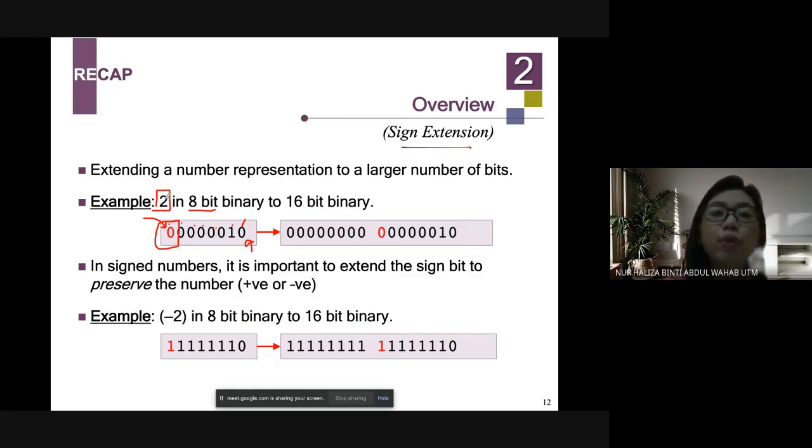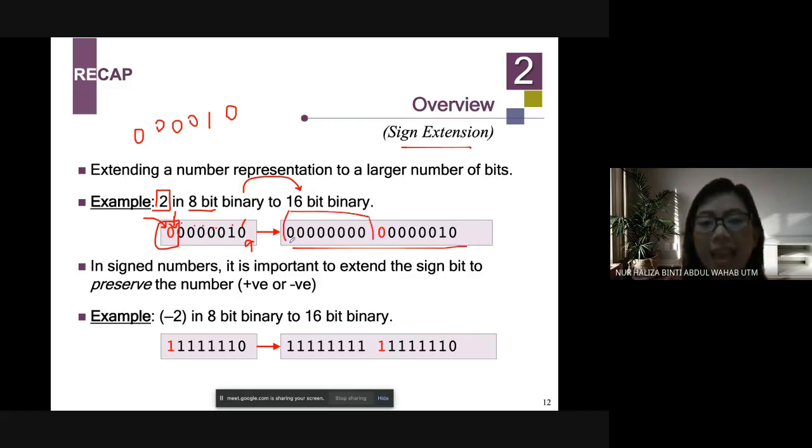So normally for 2 in binary you're going to have 1, 0, but because this is 8 bit, you need to have 8 bits, so you need to add 0, 0, 0 and so on in front until you reach the most significant bit, which is MSB, on your left side. And if you convert it into 16 bit, everything that you add in front will be 0 because it is a positive number.